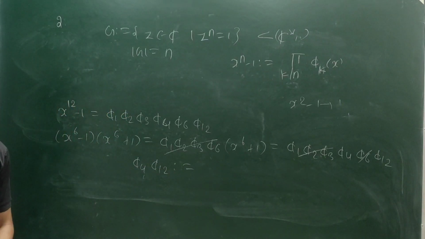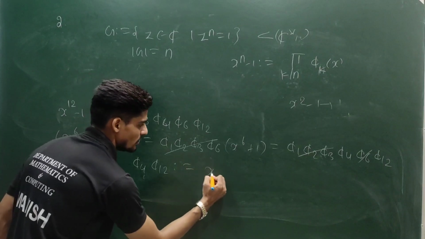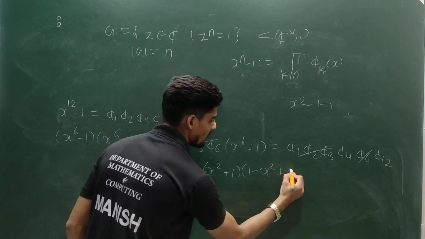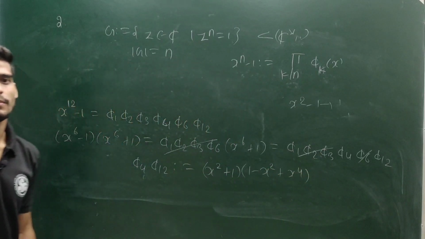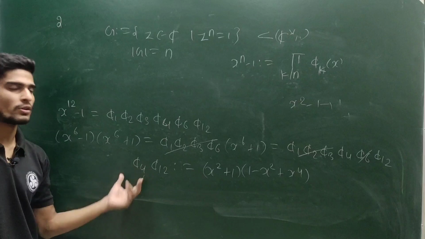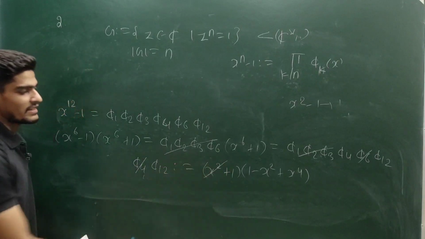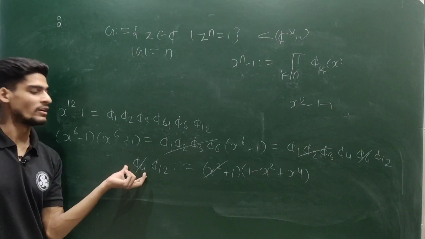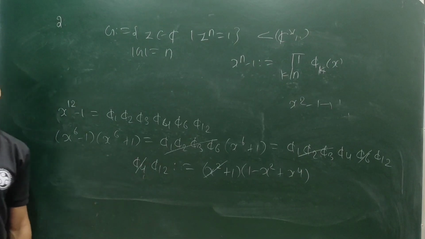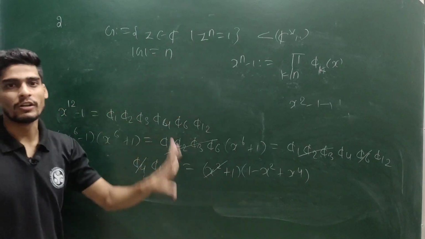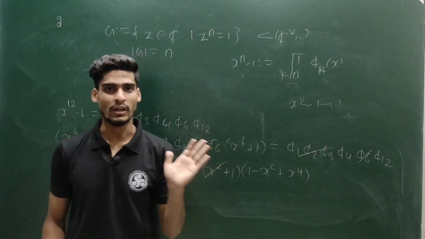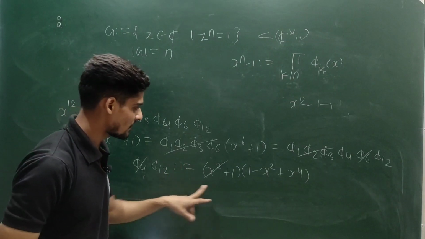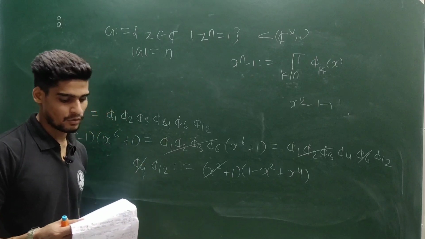You can make use of the formula a cube plus b cube. So this is (x^2 plus 1)(1 minus x^2 plus x^4). But I have just computed the value of Φ4. The value of Φ4 is exactly x^2 plus 1, the irreducible factor in the expansion of x^4 minus 1 over Q. So all these we are talking over Q, not in a general field or structure. So the correct answer is that the value of Φ12(x) is 1 minus x^2 plus x^4. So option C is correct.